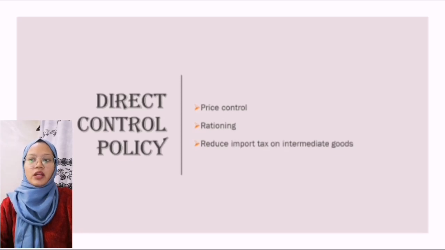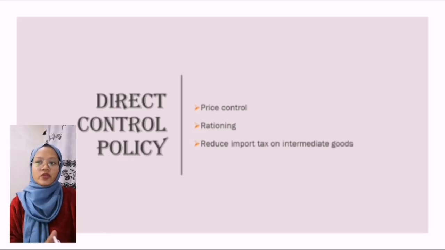Under price control, the price of certain goods can be controlled, whereby the government can implement a ceiling price policy, which sets the maximum price of certain goods. This will prevent sellers or producers from selling at a higher price as they wish. The government will control the ceiling price and the floor price.